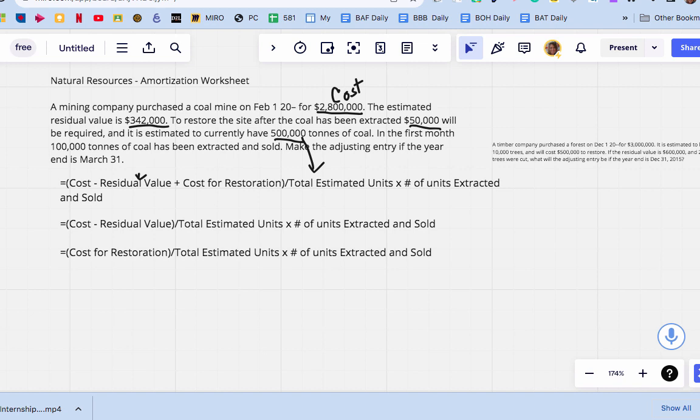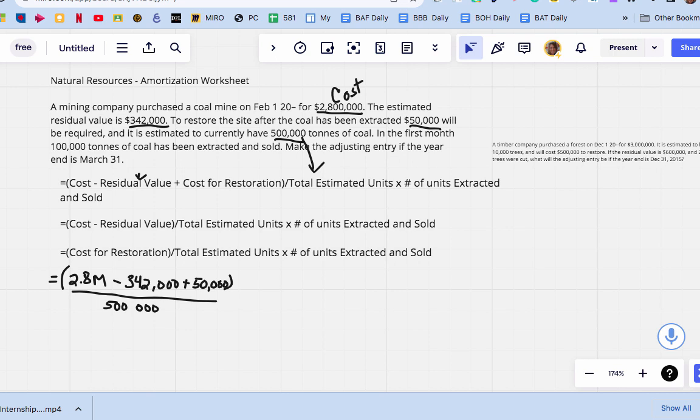So let's go ahead, and this is our formula here for our amortization expense. So let's calculate our amortization expense first. So we're going to have 2.8 million minus our residual value of $342,000 plus our $50,000 for our restoration expense. And we're going to divide this all by 500,000 tons of coal.